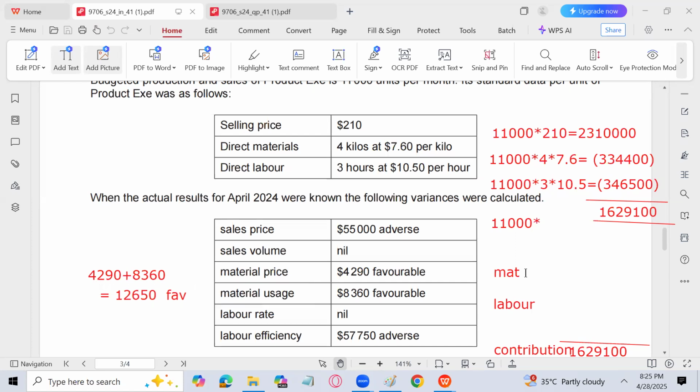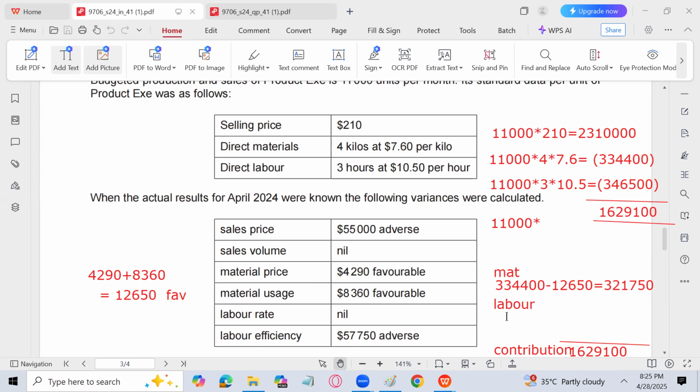So let's do that. Standard material cost is 334400 minus 12650. You will get the actual material cost. Please calculate it. 321750. Yeah, that is going to be your actual material cost. We have found that through variances.